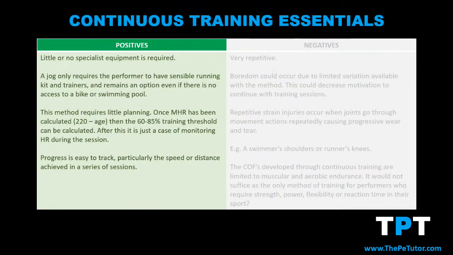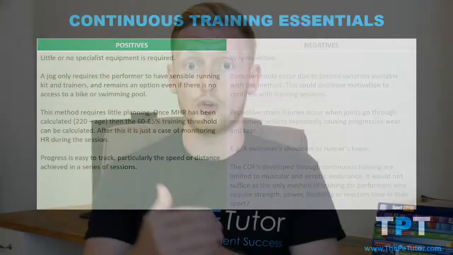With continuous training, there are a number of benefits, but there are also some drawbacks. Benefit number one, we don't require much, if any, specialist equipment. A performer could quite easily go out for a jog, which requires nothing more than appropriate running kit and trainers. Should a performer want to complete a long distance cycle or go for a swim, they might need access to a bike or a swimming pool, but they could always revert to going for a run if they haven't got those items.